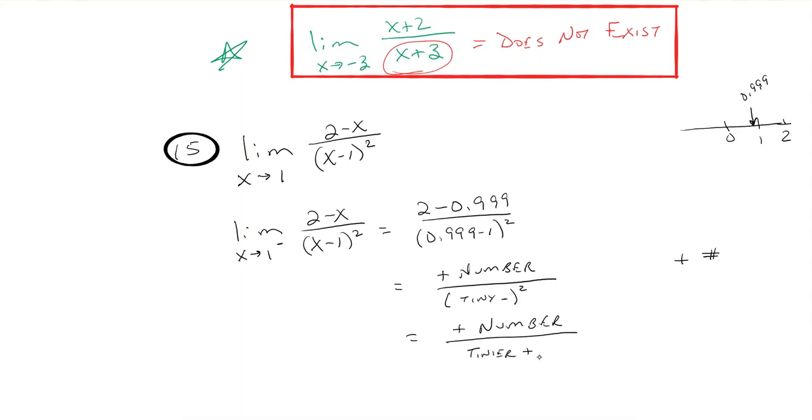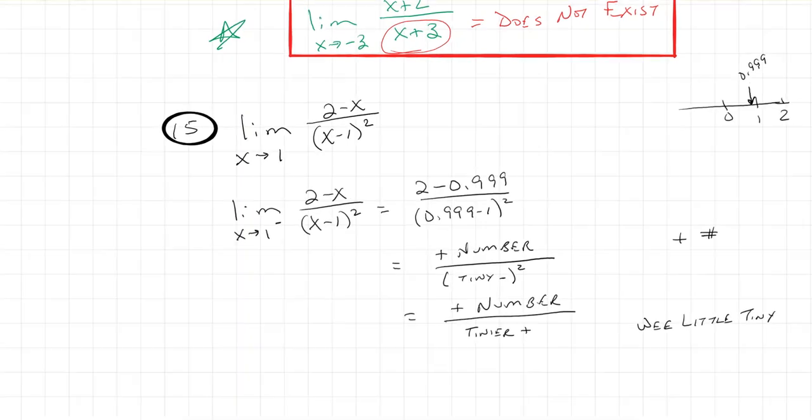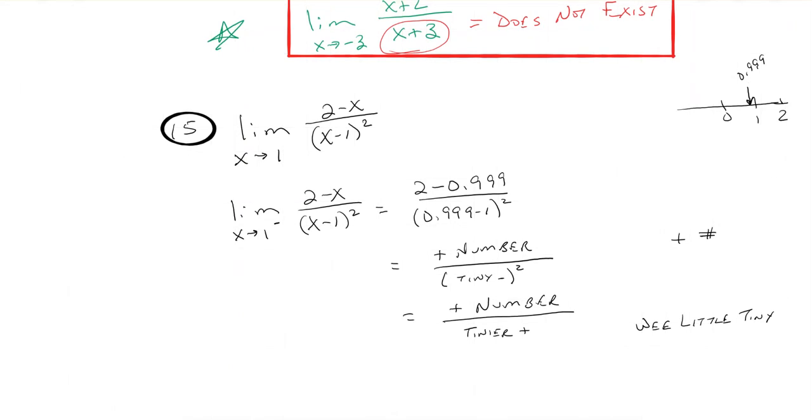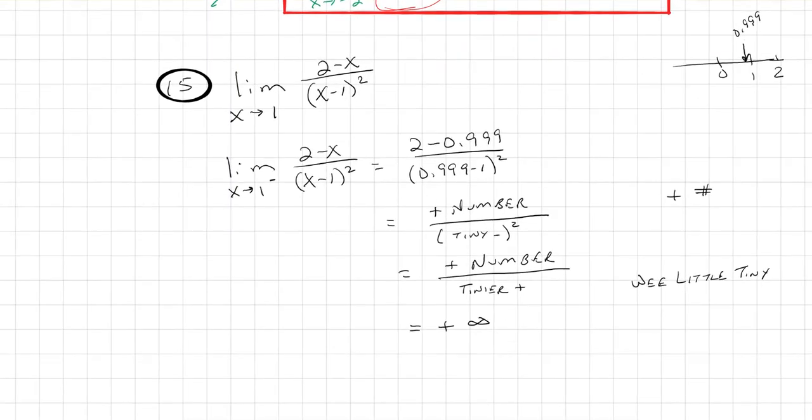positive number. And you'll even see me sometimes on my notes, just for entertainment for me, write wee little tiny, just to make myself smile. So if you want to write me little notes like that, I am just fine. I'm fine with tiny, tinier, even smaller, whatever you want to call it. So I've got a positive number divided by a positive number, that's positive, and a number that's basically around 1 divided by a little bitty tiny positive number is going to be a huge number. So this is going to be infinity. Everybody's okay?